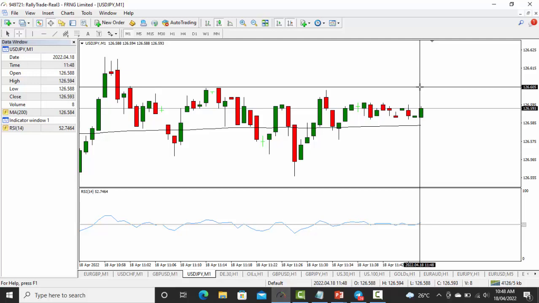So if any other bullish engulfing appears that tends to move away from around this moving average, then that's telling us that we should be looking at buy trades on the instrument.